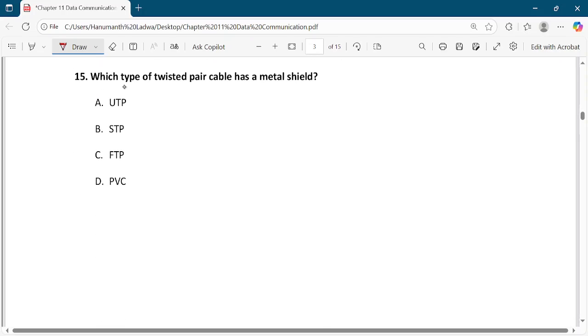Question number 15. Which type of twisted pair cable has a metal shield? Option A, UTP. B, STP. C, FTP. D, PVC. Here option B is the right answer. So STP means shielded twisted pair wire. So hence option B is the right answer. This cable has a metal shield, hence option B, STP is the right answer.